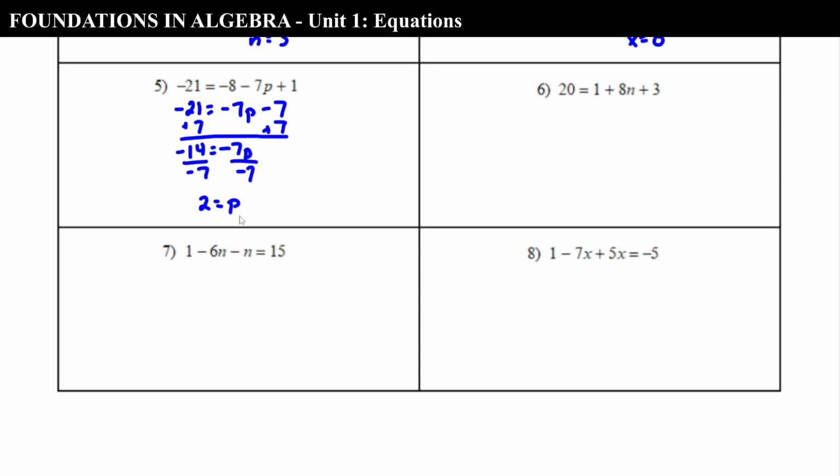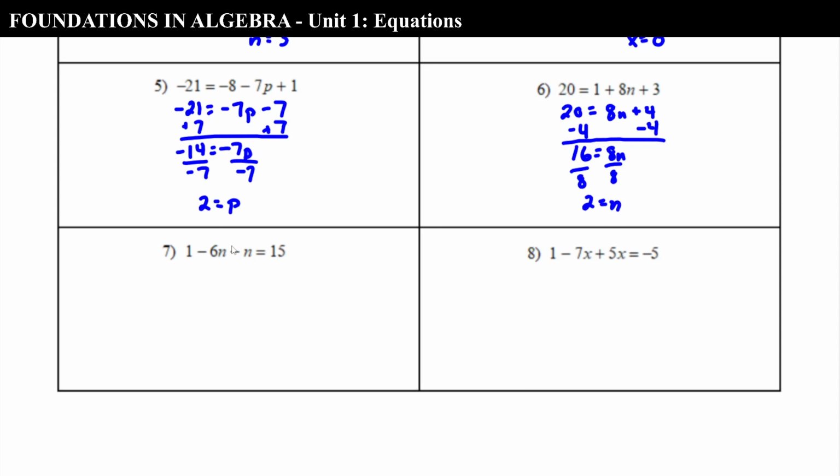Same thing. For number 6, we have 20 equals 8n, which is by itself. 3 plus 1 gives us 4. Subtract 4 from each side, and that gives us 16 equals 8n. Divide each side by 8, and n equals 2 in this one.